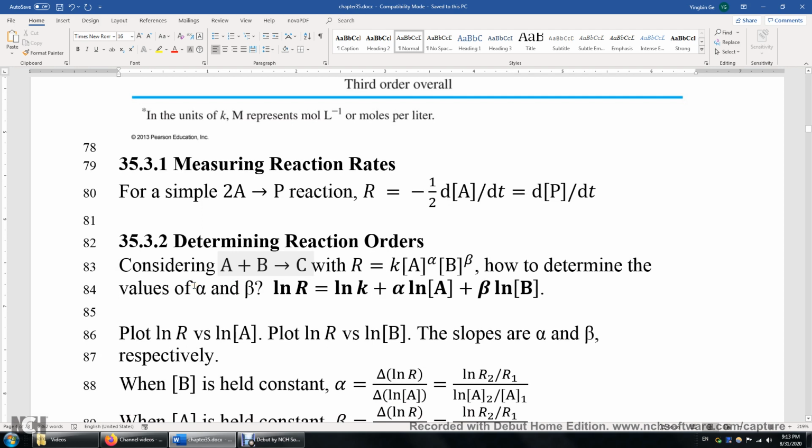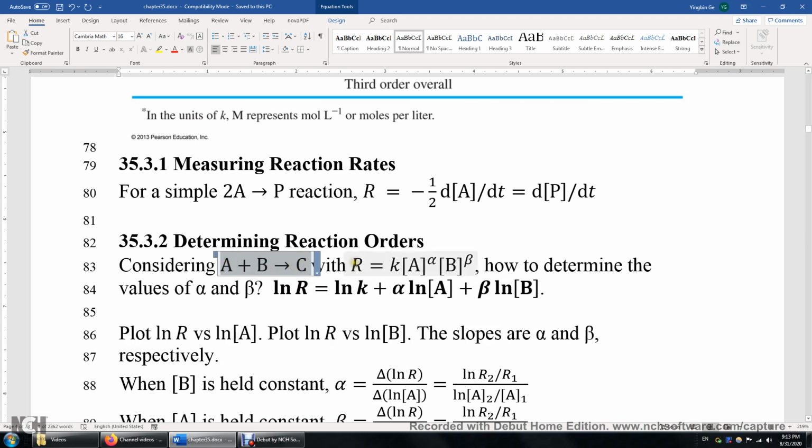Now let's look at the reaction orders. Let's say we have this reaction from A plus B to C. And let's say this reaction is not necessarily an elementary step. So you cannot just say, well, the order is 2. It's first order with respect to A, first order with respect to B, only if it's an elementary step. But what if it's a complex reaction mechanism?